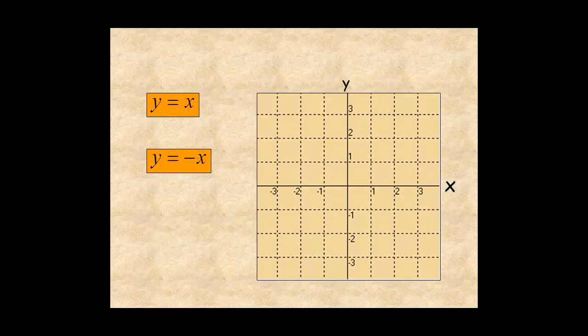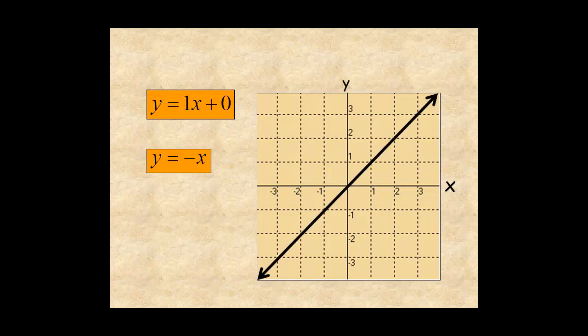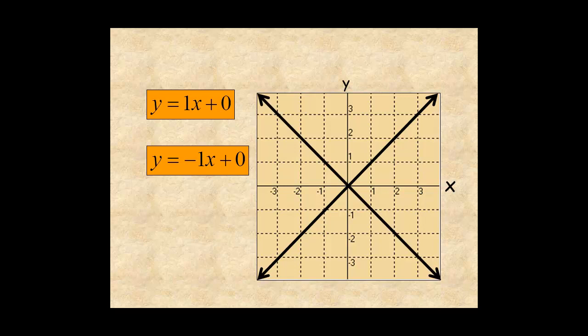The lines y equals x and y equals negative x are so simple to graph, they're hard. You have to read y equals x as y equals 1x plus 0. The line goes through the origin uphill to the right with a slope of 1. For the line y equals negative x, you have to read it as y equals negative 1x plus 0. The line goes through the origin downhill to the right with a slope of negative 1.